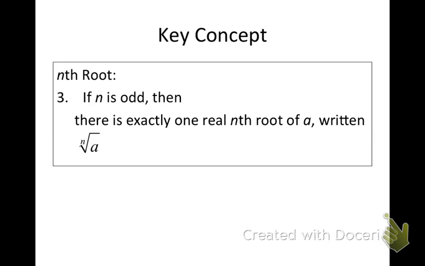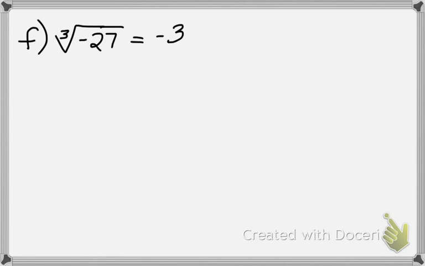Okay, so let's just go through some here quickly. I'm just going to do them all on the same page. Where were we at? F? All right, so if we had the cube root of negative 27, what number times itself 3 times is negative 27? Negative 3. So negative 3 times negative 3 is positive 9. 9 times negative 3 is negative 27.